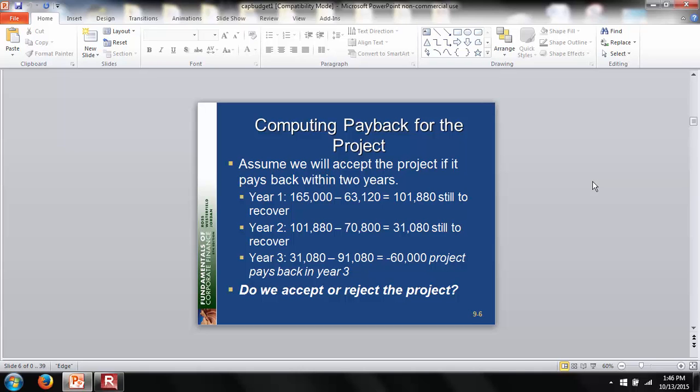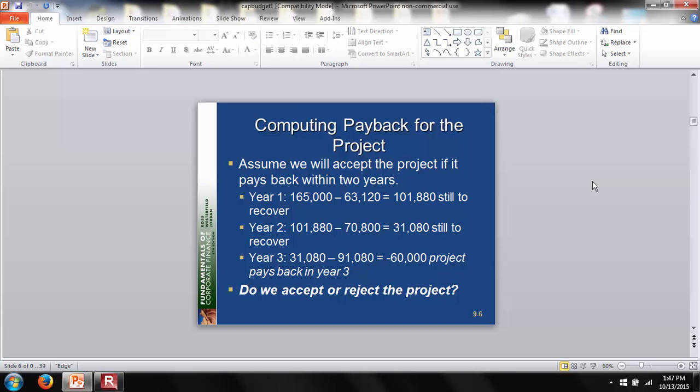Okay. So how do you find the payback for this investment? In year 1, we are getting $63,120. So we invested $165,000, and what we find here is that we still have to get back $101,880 at the end of the first year. In year 2, you're getting $70,800, so we still need to recover $31,080 by year 2.